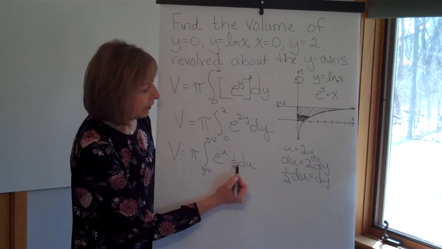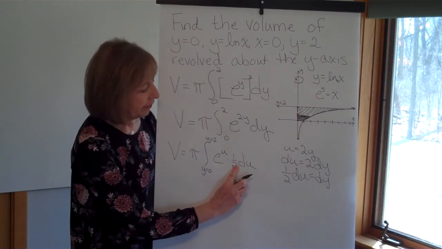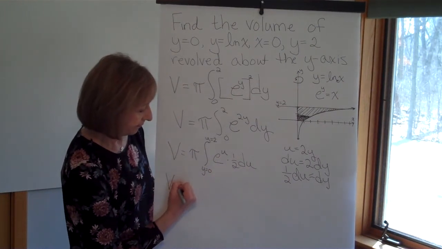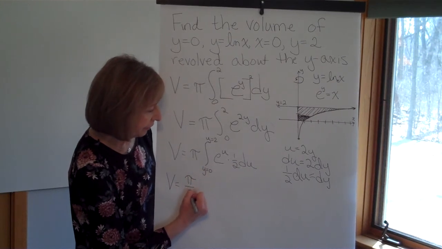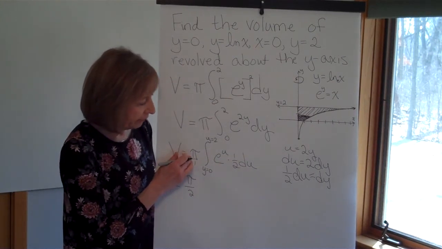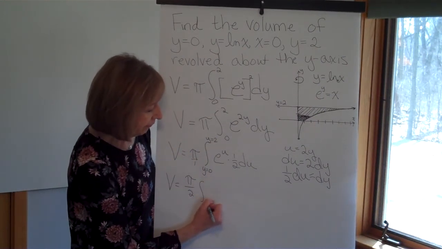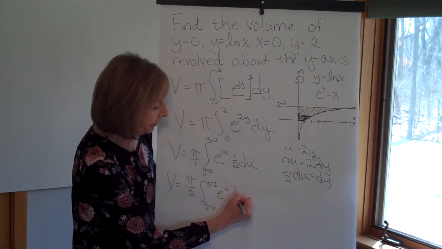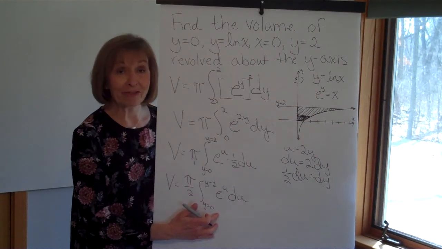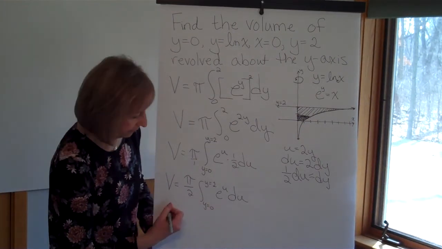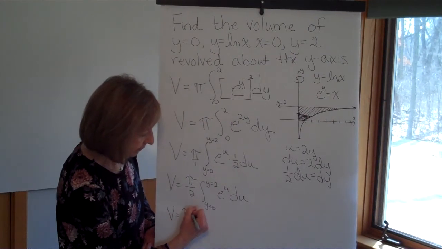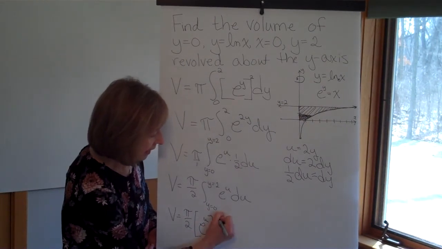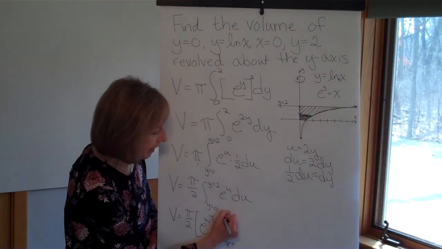Okay, so next up, this is a multiplication by a constant, 1/2. So I can bring the 1/2 constant factor out in front. So the volume is pi over 2, because pi over 1 times 1/2 would be pi over 2, times the integral from y equals 0 to y equals 2 of e to the u du. Well, the integral of e to the u du is just e to the u. And we're evaluating that from y equals 0 to y equals 2.